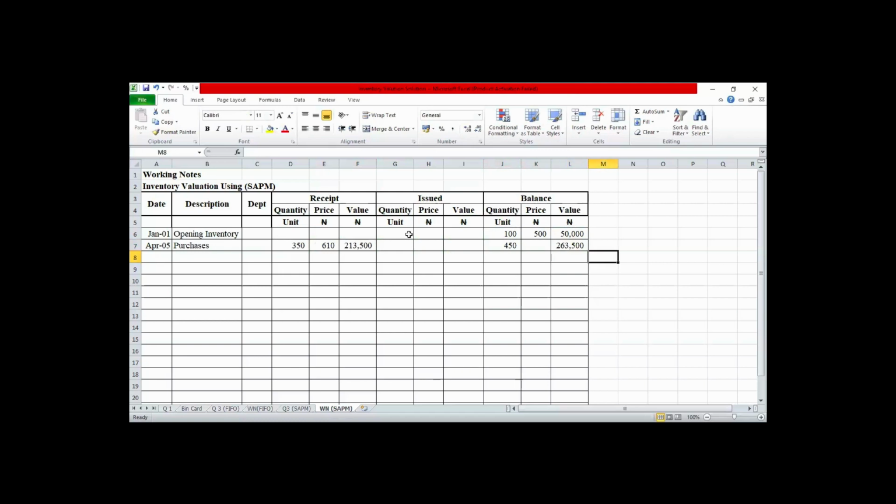Now, you will determine the price here because you're having two prices. Is it clear? Your simple average pricing method is equal to what now? You are going to add 500 plus 610, divided by 2. Okay.